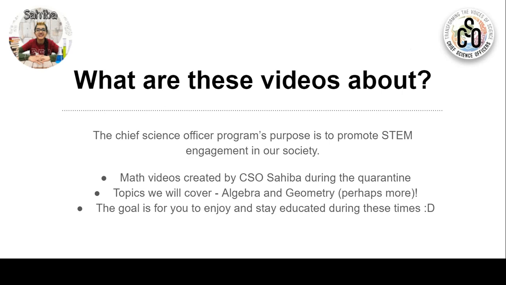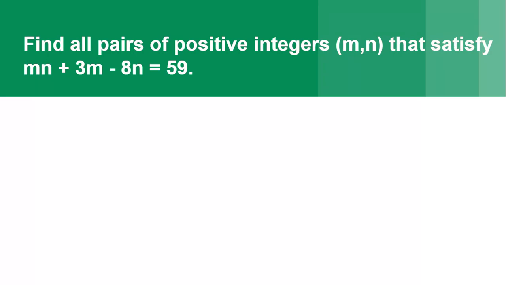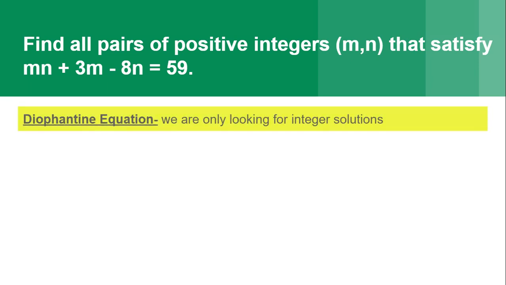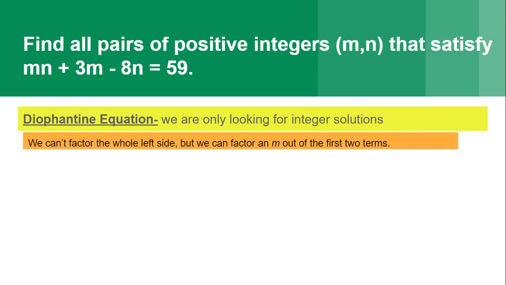I'll teach you Simon's favorite factoring trick with this problem. We're given that m and n are positive integers that satisfy mn plus 3m minus 8n equals 59. This is called a Diophantine equation, which means we're just looking for integer solutions.